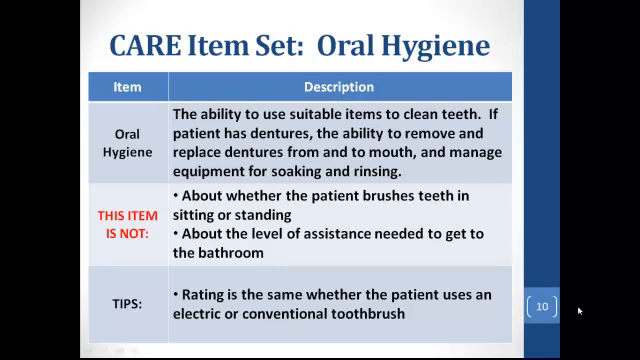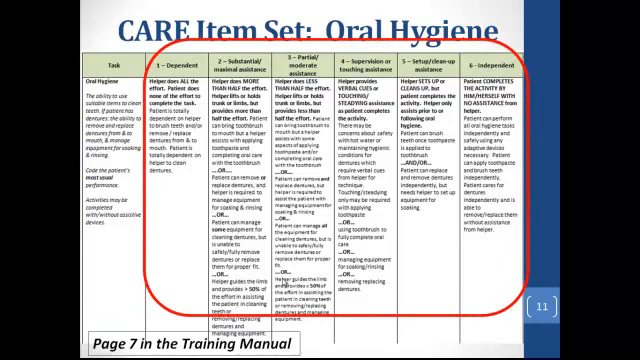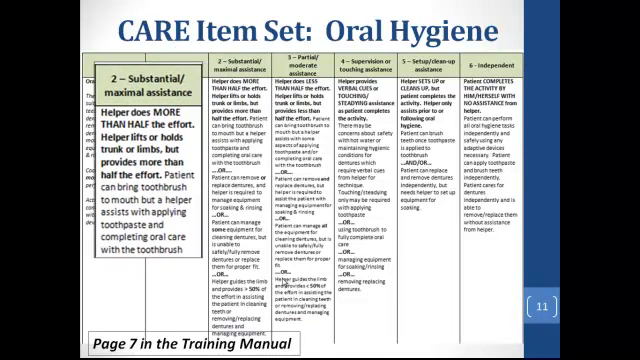One tip is to apply the same rating and thought process regardless of whether the patient uses a conventional toothbrush or an electric one. The rating scale for oral hygiene is on page 7 of your training manual. As described before, the column on the far left defines the item. The next 6 columns correlate to each of the rating levels. So let's look at the description of rating 2, substantial or maximal assistance. You might have a patient who can bring his or her toothbrush to their mouth, but needs a helper to assist with applying toothpaste and completing oral care with the toothbrush.